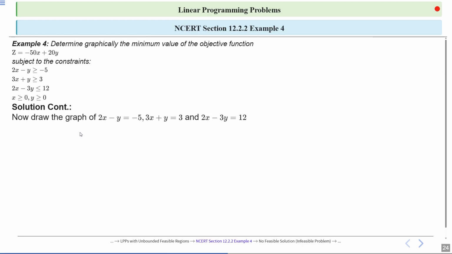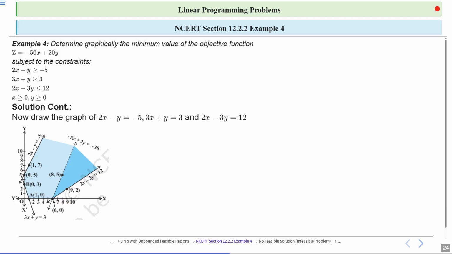So now draw the graph of 2x minus y equals minus 5, 3x plus y equals 3, and 2x minus 3y equals 12. So this is our graph. Here we have drawn the graph of 2x minus y equals minus 5, 3x plus y equals 3 and 2x minus 3y equals 12. Here the feasible region is the unbounded region shown in this figure.